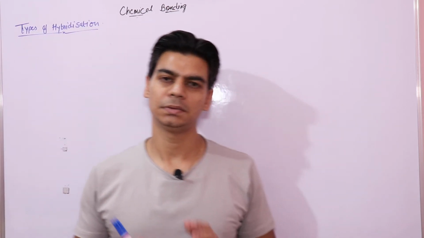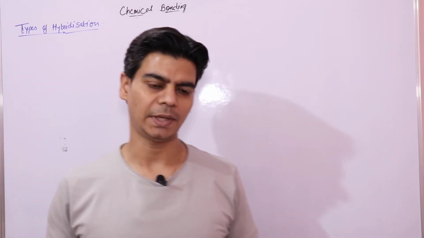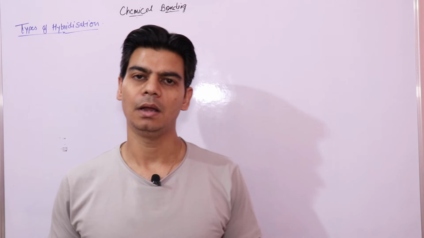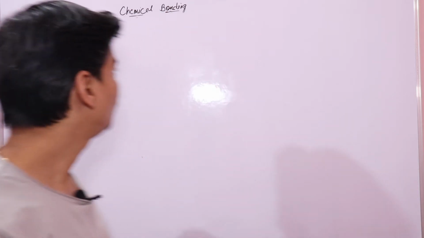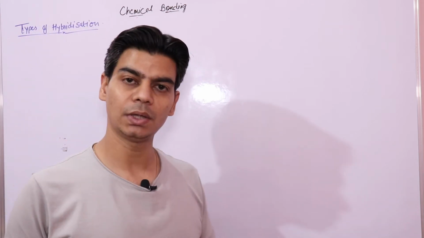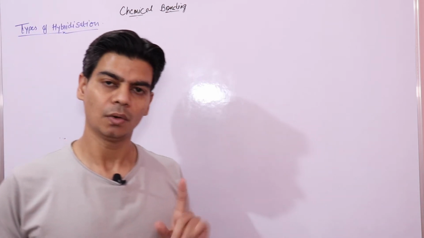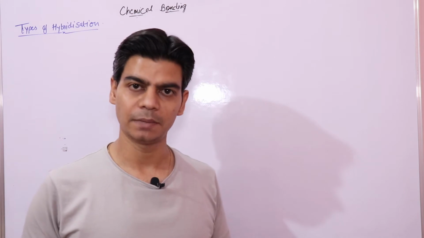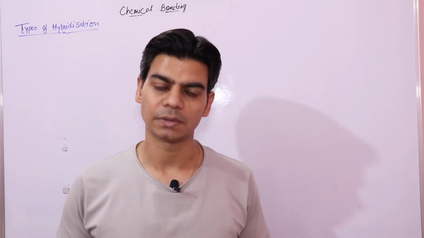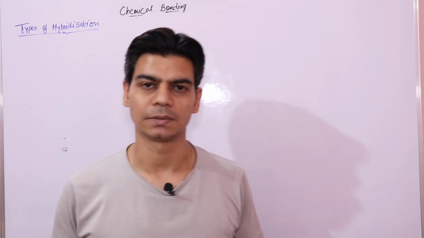Hi. Now, in today's class, we will go through the types of hybridization. Before this, we have understood in detail what is hybridization. Now, we'll look into the types of hybridization. In this lecture, we will be looking into hybridization that contains only s and p orbitals, right? Because there are types of hybridization that contain even d orbitals, and we'll be covering that in a different lecture.